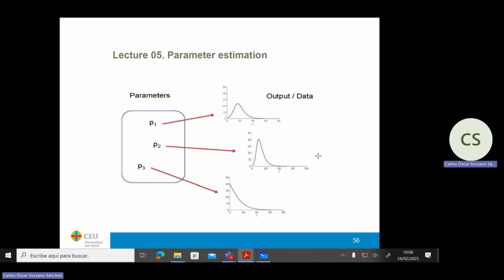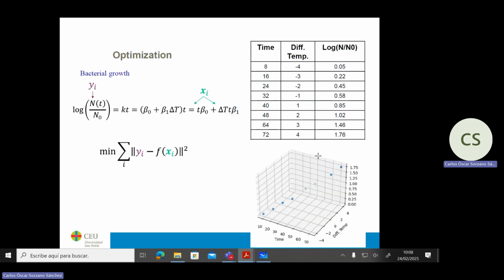And then the question that we have all the time: how do we estimate the parameters? All these models need parameters, they need numbers. Which are these numbers? You need measurements. Depending on the parameters, you will have different outputs. So now you can try to do the opposite: we will have data, and look for the parameters.